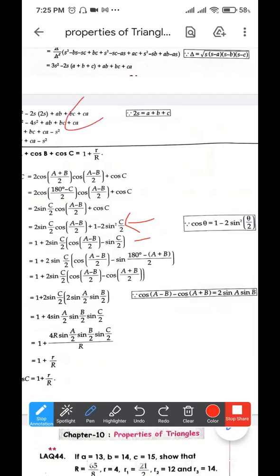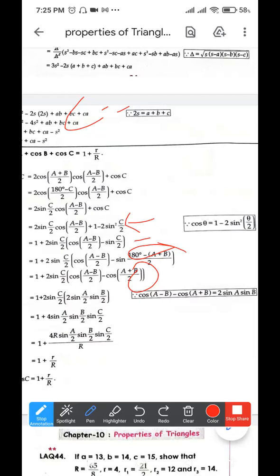Then C is nothing but 180 minus (A plus B), because A plus B plus C is equal to 180. Then C will be equal to 180 minus (A plus B). Then what is sine (90 minus theta)? Sine (90 minus theta) is cos theta. So cos (A minus B) by 2 minus cos (A plus B) by 2. Then you can apply this formula.